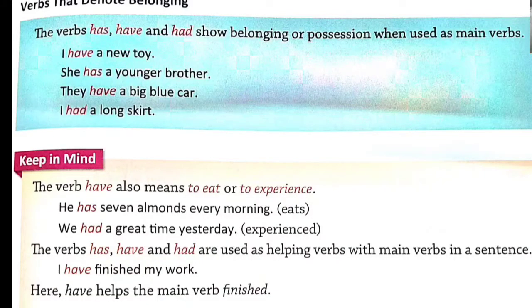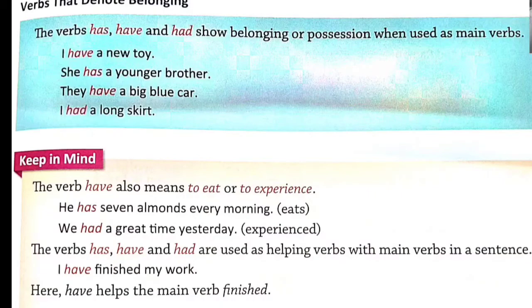I have finished my work. Here have helped the main verb finished. You can see here, I have finished my work. Has, have and had are generally helping verbs, but after this helping verb we can see finished. Finished is the main verb in the sentence. So you can say have, has or had is a helping verb which, along with the main verb, gives full meaning to the sentence or shows possession of something.